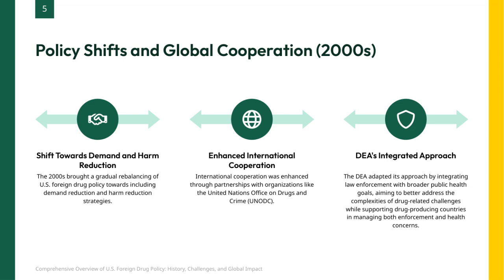The DEA also adapted its approach during this period. It began integrating traditional law enforcement efforts with broader public health goals. This more holistic strategy aimed to tackle the complex issues surrounding drugs by supporting drug-producing countries in balancing enforcement with health and social concerns, ultimately striving for a more sustainable and effective solution.